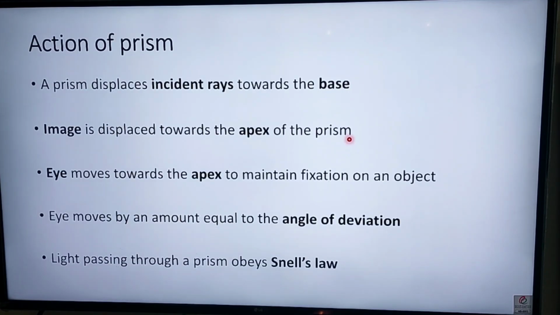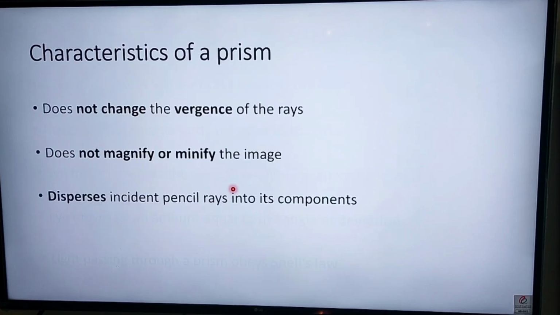These are also the actions of the prism, as I've already said over here. Incident ray is deviated towards the base, image would be displaced towards the apex. The eye would move towards the apex, and it would move by an amount equal to the angle of deviation. And light obeys Snell's law. You have already discussed it in your introduction.